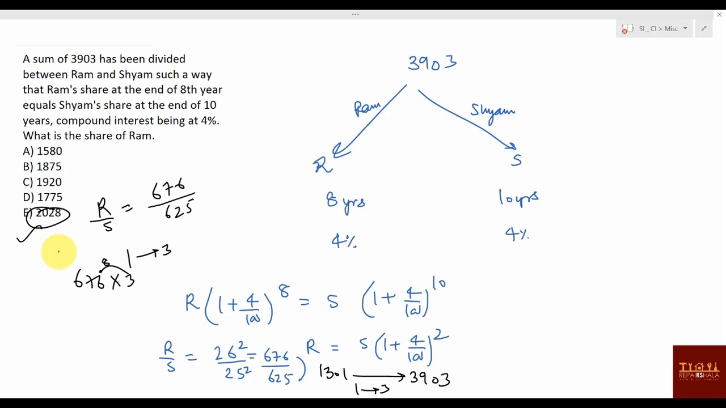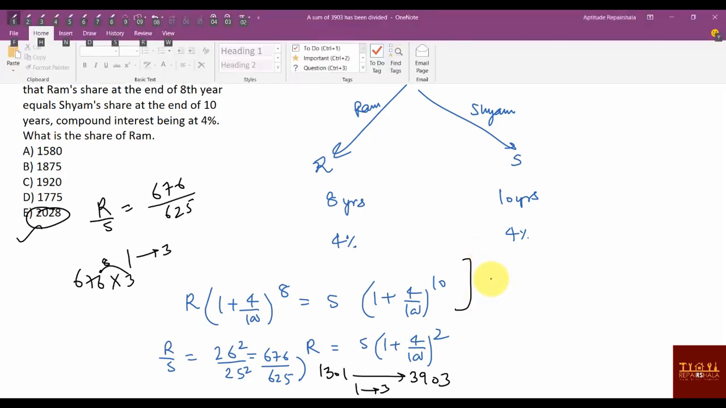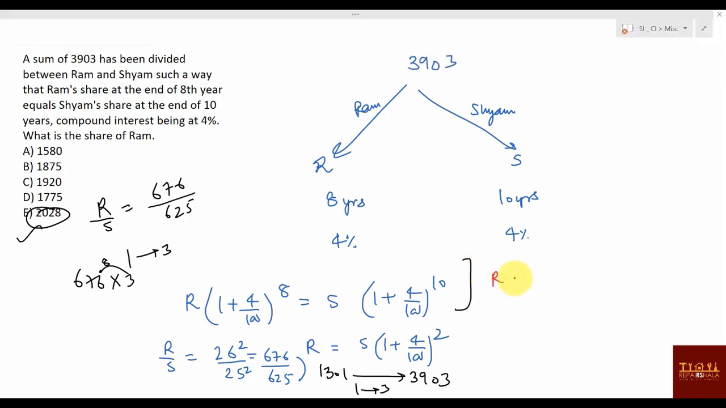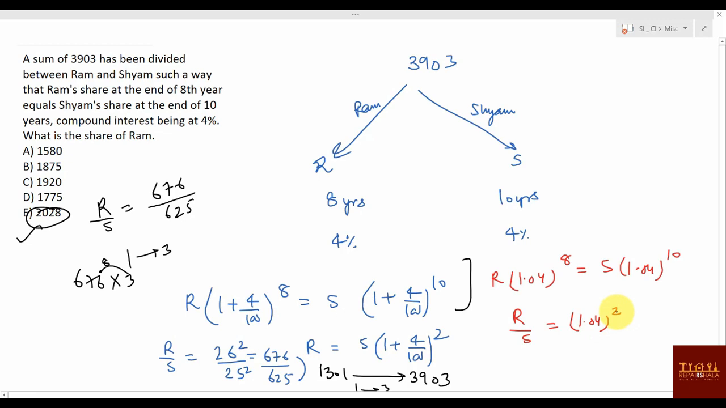Clear, right? The same thing you have written here, I can write like this to skip some steps. I can say Ram into the multiplying factor. What is the multiplying factor? 1.04, for 8 years. Shyam, 1.04, for 10 years. Or I can write R by S value as 1.04 squared. You can remove all these calculations. Okay, I hope it is clear.